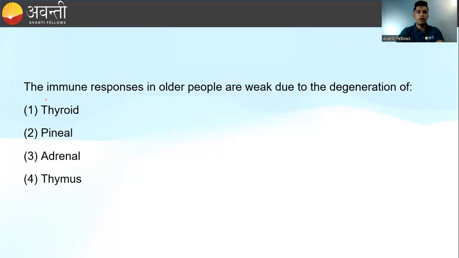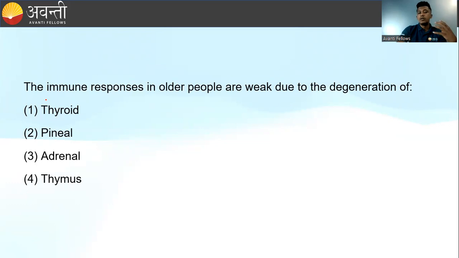Okay, next one. The immune responses in the older people are weak due to the degeneration of thyroid, pineal gland, adrenal gland, and thymus. So when we talk about the weakening of the immune mechanism, one of the most important immune organs we have is the thymus. The thymus is present just below the breastbone and above the heart. At birth you have a very large thymus, and it decreases by the time you come to puberty. Okay, and it disappears gradually after puberty.